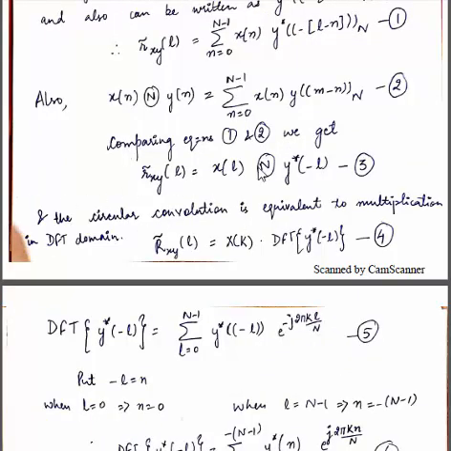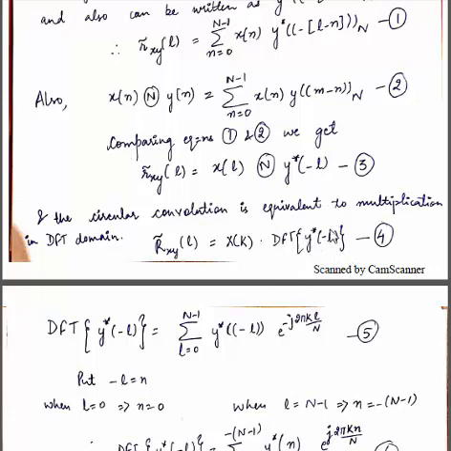Now circular convolution is equivalent to multiplication in the DFT domain. That means the DFT of Rxy of l is x of k times the DFT of y conjugate of minus l. That is equation number 4. It means the DFT of the convolution of two sequences is equal to multiplication in the DFT domain. Now we have two sequences, x of l and y conjugate of minus l. The DFT of the first is x of k, and circular convolution is equivalent to multiplication with the DFT of y conjugate of minus l.